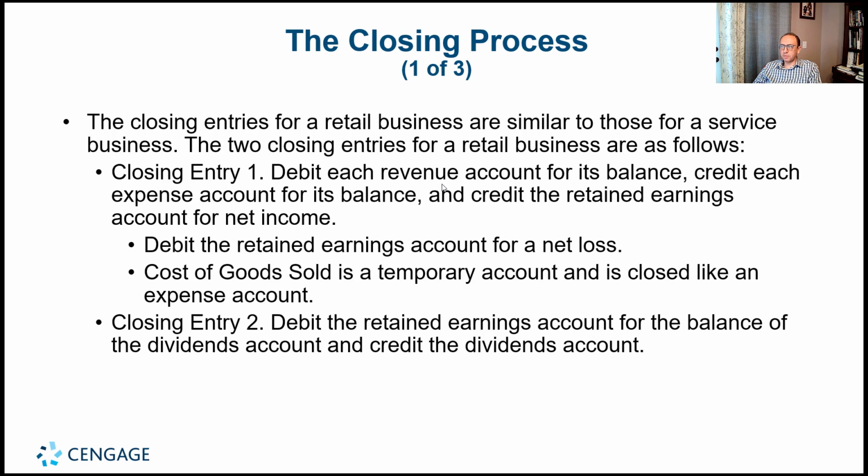Cost of goods sold is a temporary account and it's closed like an expense account. So remember that we have to zero the cost of goods sold. Cost of goods sold is an expense, usually recorded on the debit. In order to get rid of it, or to close it, we are going to credit it. And then the second closing entry is we debit the retained earnings account for the balance of the dividends account and credit the dividends account.